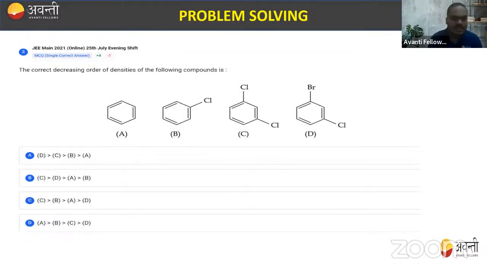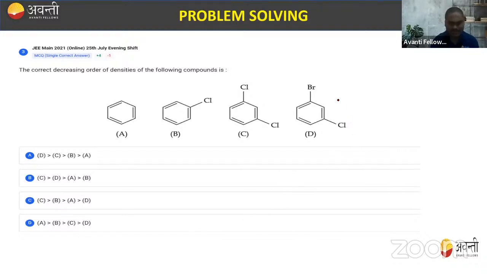The next is the correct decreasing order of density of the following compounds. We have A, B, C, and D, and they're asking the correct decreasing order of their density. So how will you find the decreasing order of density, beta? Let me explain this by the molecular masses.